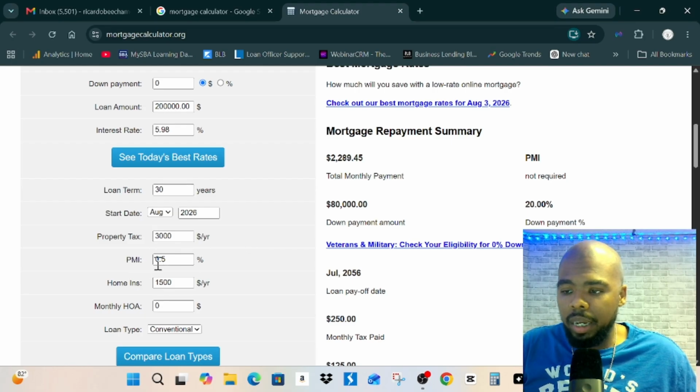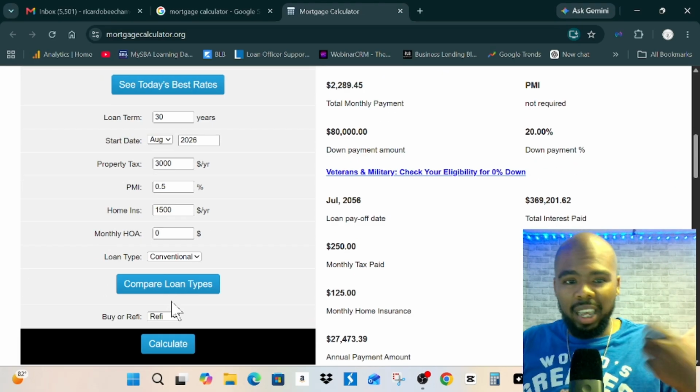Then you've got PMI, then homeowners insurance, monthly HOAs. Honestly, guys, in a lot of these situations you're not going to know the private mortgage insurance percentage. You're not really going to know what the homeowners insurance is, nor the monthly homeowners association cost. So you can either leave those blank, or just put some numbers in there as an estimate, right?